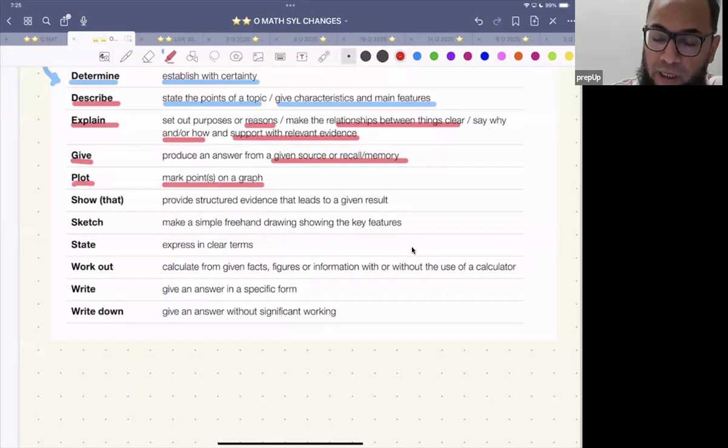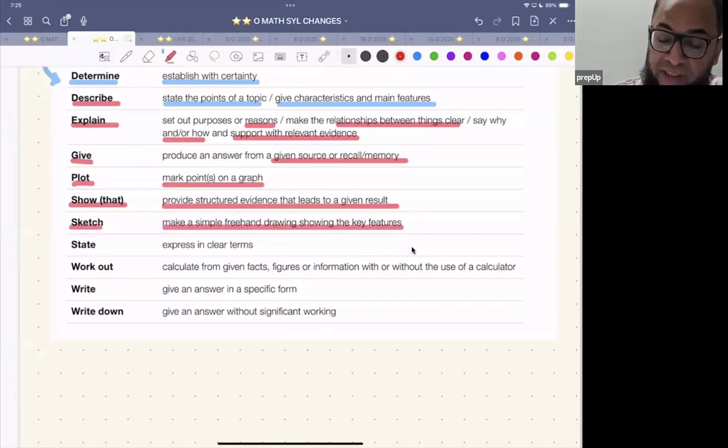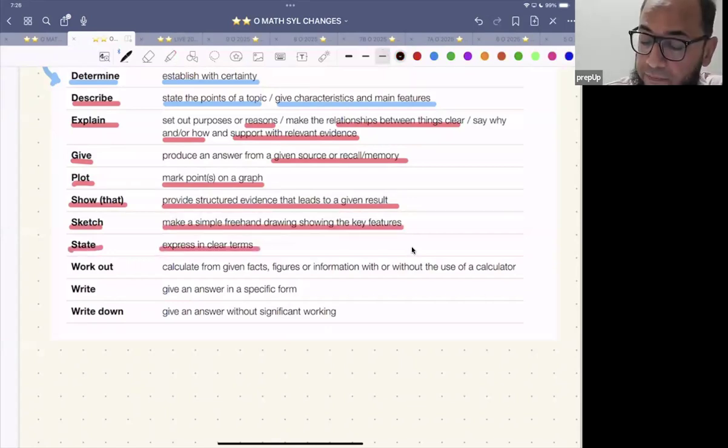Plot: mark points on a graph. Show that: provide structured evidence that leads to a given result. Sketch: make a simple freehand drawing showing the key features. State: express in clear terms, something very, very obvious.